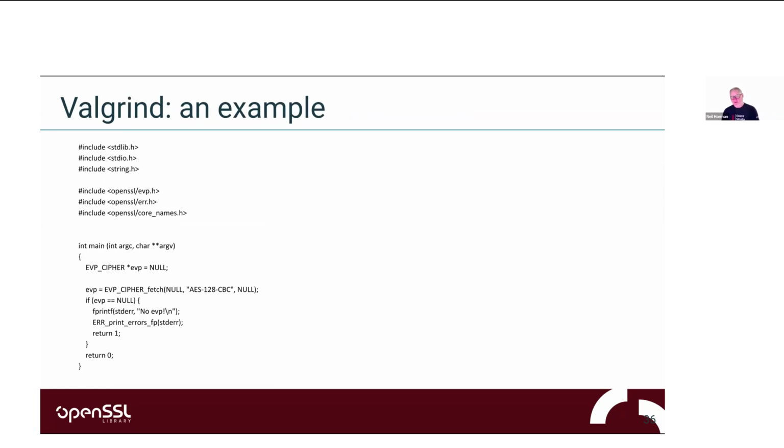Here's a quick example of Valgrind. This is our example from the Error API example. It's got one minor change. I'll see if you can guess what it is.